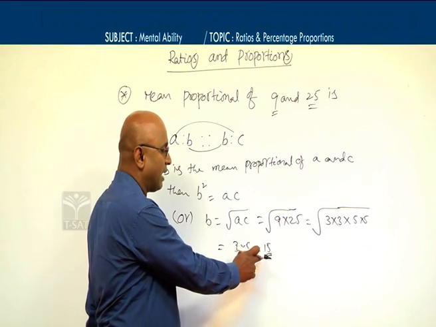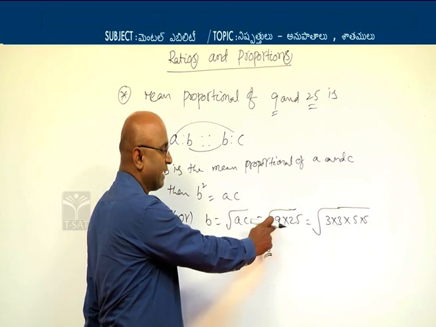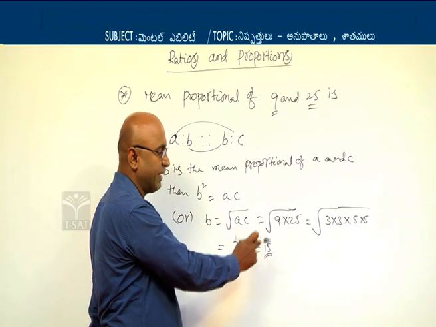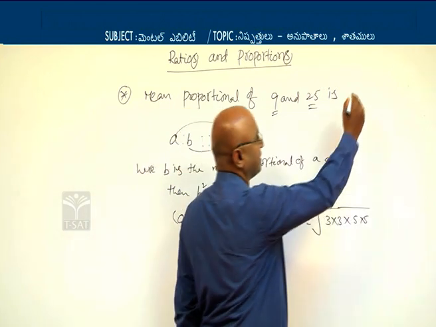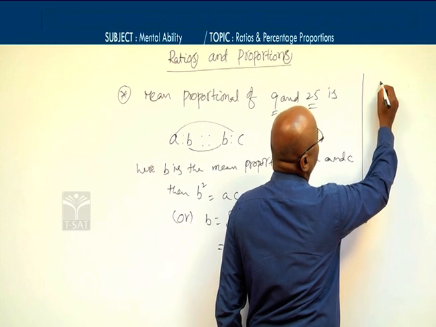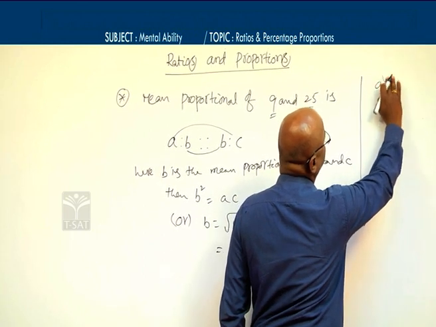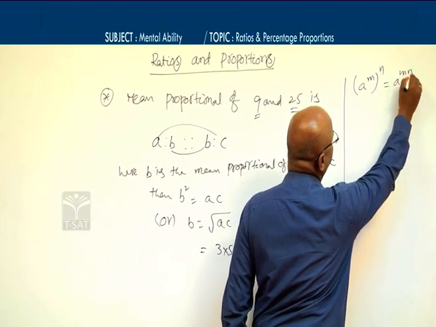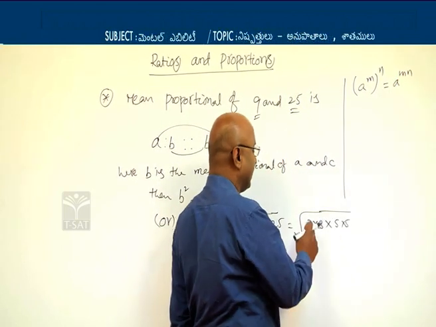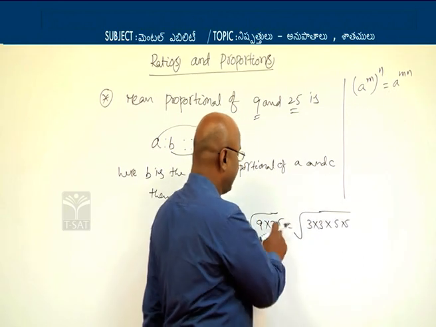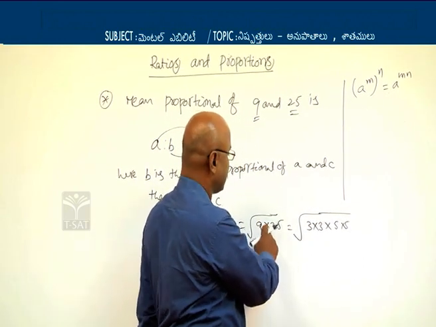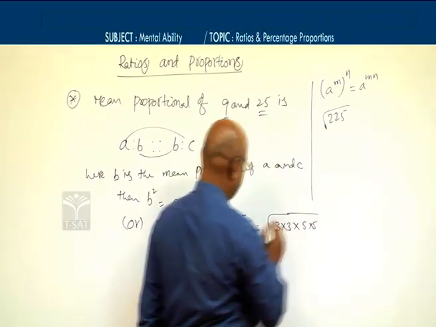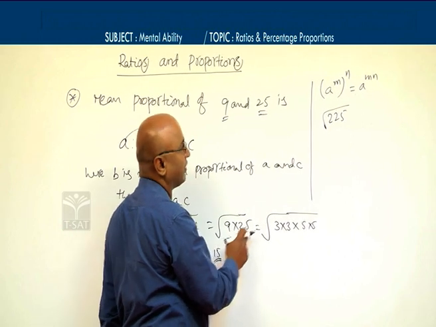Here, for non-math students, how the root can be eliminated is a big issue. I will explain how the root will be eliminated. In algebra there is a formula: a to the power of m whole to the power of n is equal to a to the power of mn. Here square root of 9 into 25, it is 225. So square root of 9 into 25 is equal to square root of 225.